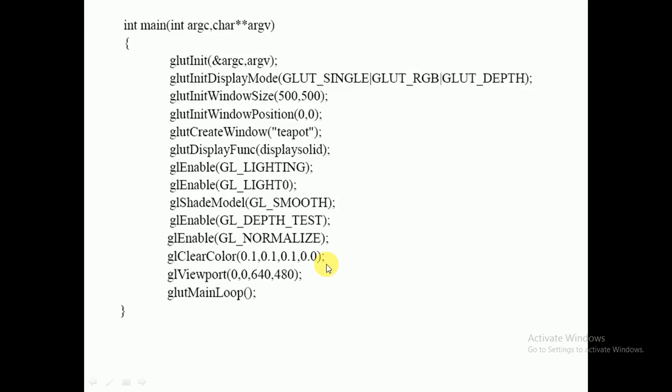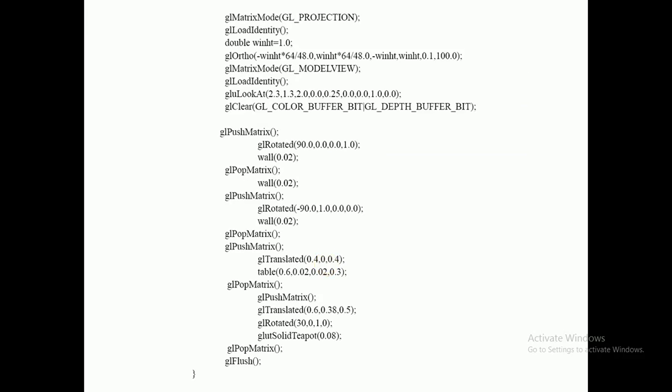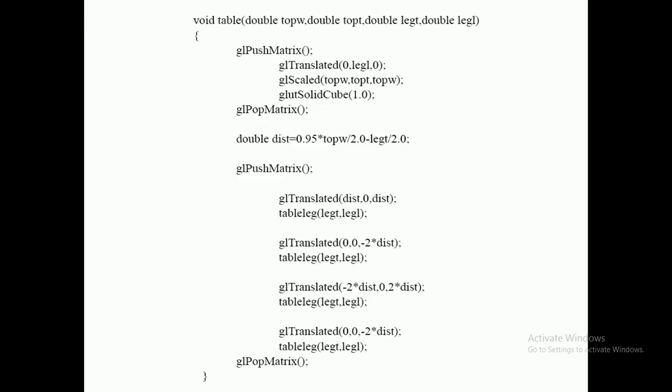Then afterwards, till now we have drawn the table top, but we have not drawn the table legs yet, right. That's why double distance 0.95. Why have we taken this value? We don't want to draw the table legs exactly at the edges, meaning the table legs should not come outside the table surface. That's why we have taken a position inside, right.